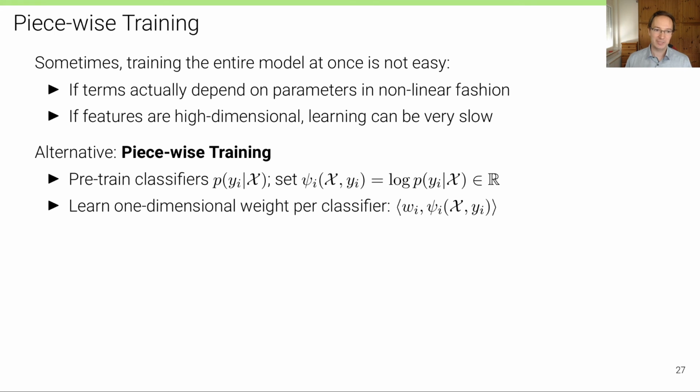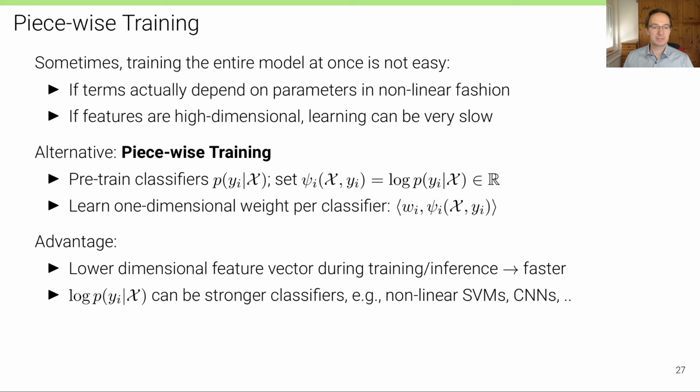An alternative, in order to overcome this problem of high dimensionality of this D, is to use piecewise training, where we first pre-train classifiers. For example, for these unary potentials, here we have a unary potential. We pre-train a classifier and then set the potential as a one-dimensional function, which is just the logarithm of that local classification. So we use a nonlinear classifier in order to overcome this problem of specifying very high-dimensional features, such that we can use a linear inner product between the parameters and the features. So this classifier now can be nonlinear, and it outputs something that's more low-dimensional.